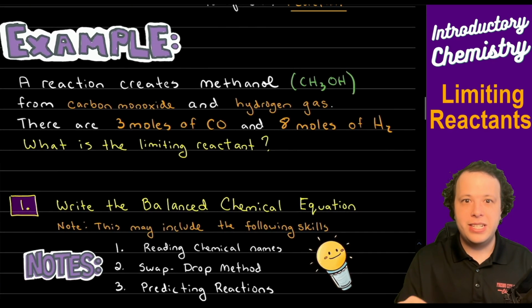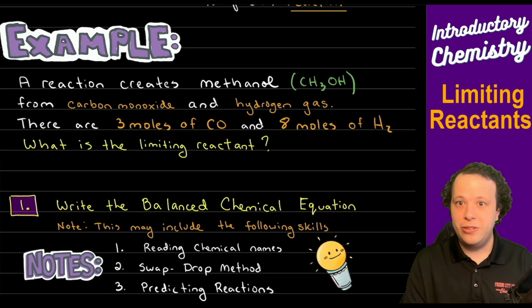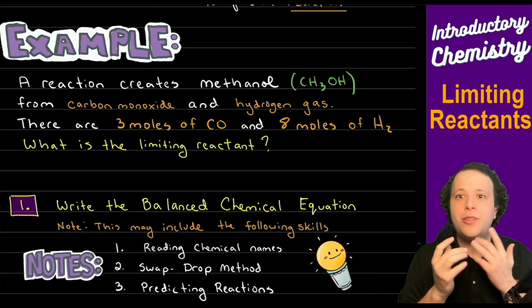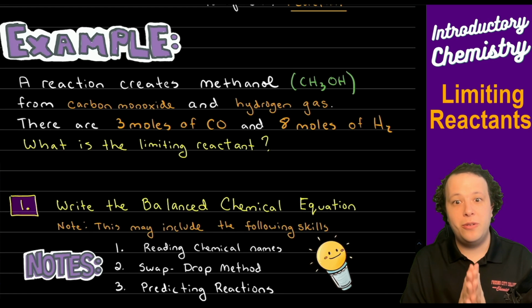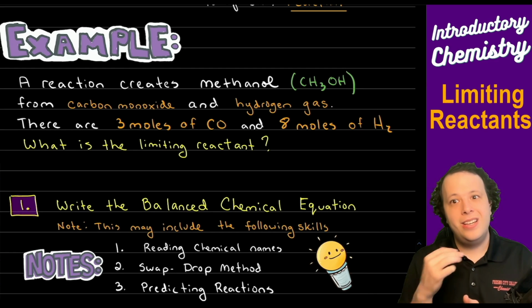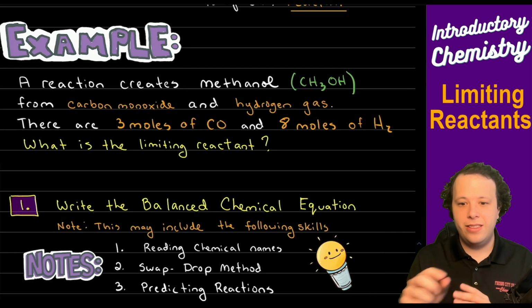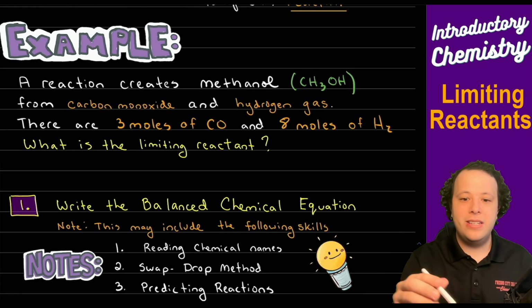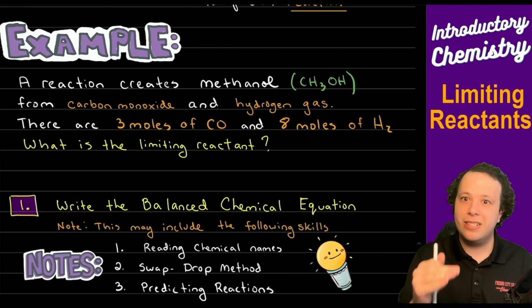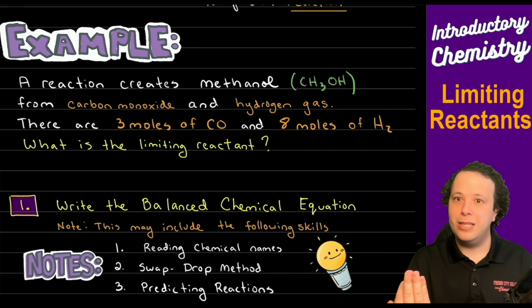A couple little notes here: make sure you're comfortable with reading chemical names, because that's very common in general chemistry. You have to be able to convert from a name to a formula. The other thing with names is that you might have to swap and drop, meaning if you have an ionic compound, you have to know the balanced charges so that you can properly balance your chemical equation. You also might need to be able to predict the reaction as well. Keep in mind that there are a lot of little tips, and I have videos on every single one of these. I would highly recommend checking them out to brush up on those skills.